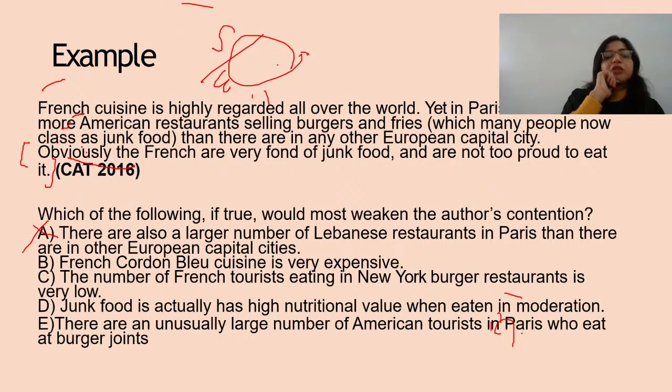Now coming to B. B says French cordon bleu cuisine is very expensive. What do I have to do with this? Whether it is expensive or cheap, they're not talking about any particular cuisine, or about what is expensive and what is cheap. Out of context. Come to C: the number of French tourists eating in New York burger restaurants is very low. What do I have to do with what is happening in New York? I'm bothered about what is happening in Paris. That is why this is again an out-of-scope option. So I'm crossing off A, B, C. Now I'm left with D and E. D says junk food actually has high nutritional value when eaten in moderation.